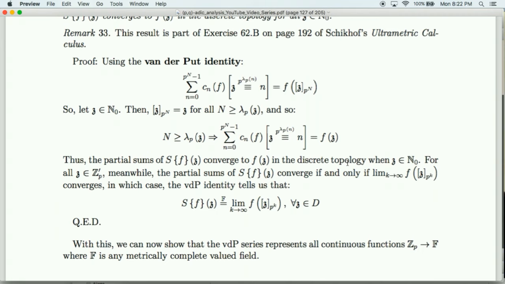So now we get our big theorem, which is that the VDP series represents all continuous functions from Z_p to F, where F is any metrically complete valued field. This means F can be Archimedean, this means F can be non-Archimedean, and this even means F can have the trivial absolute value. Regardless, it still works.